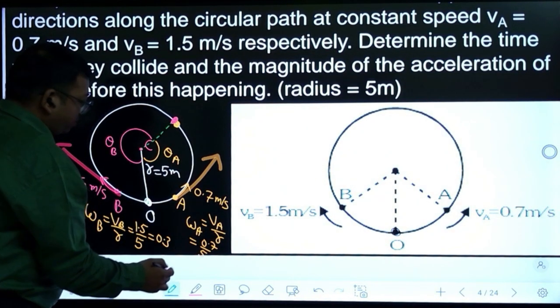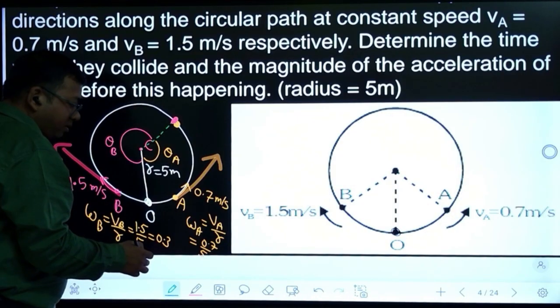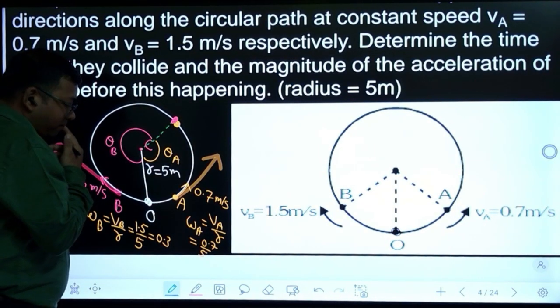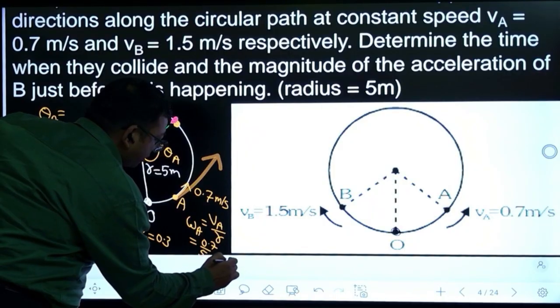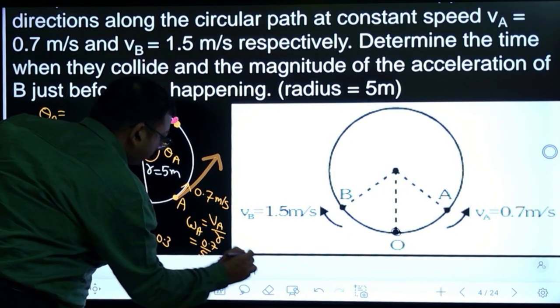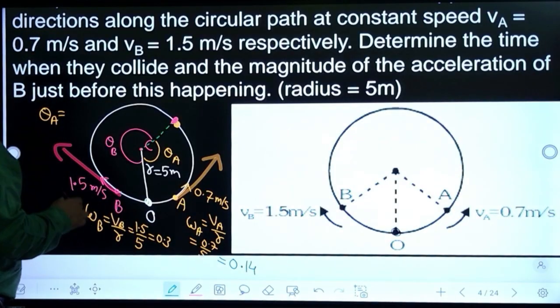0.7 by 5, 7 by 50. 0.14, it will come 0.14. Okay, we got omega for each of them.